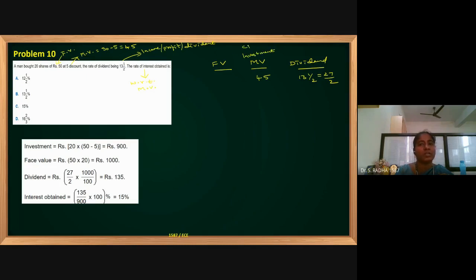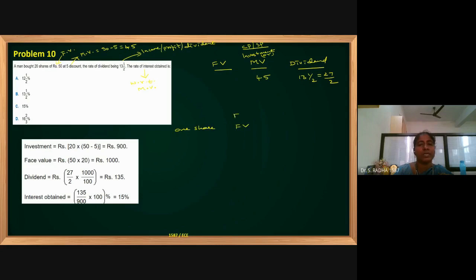Sometimes it is called cost price. Sometimes it is called selling price. So all these are other names for market value. Now what we are supposed to do is calculate the rate of interest. You can see here, investment, one share. One share means face value.